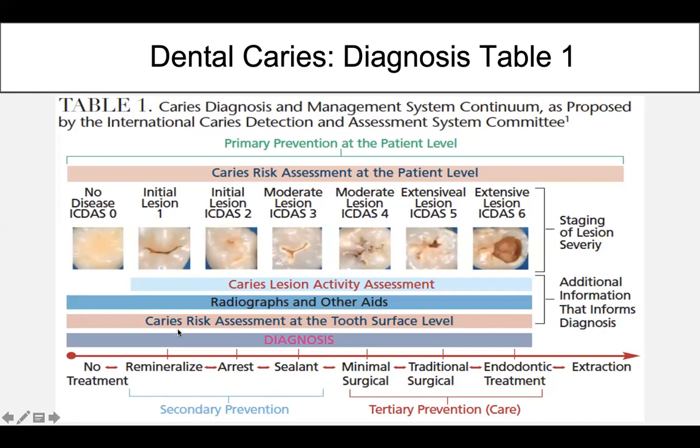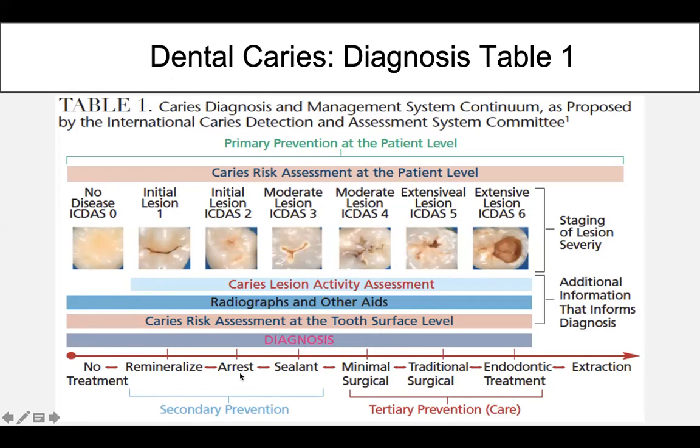Okay, how much time remaining? 4 minutes. Then we have caries risk assessment and the tooth surface level and diagnosis. If this stage, no treatment. If this stage, remineralization. If this stage, arrest, sealant use, minimal surgery, traditional surgery, endodontic treatment. Endodontic treatment is root canal treatment, and then extraction. If it is too bad, then we have to do extraction. If there is no lesion, no treatment, and according to the lesion, we can do some treatment.